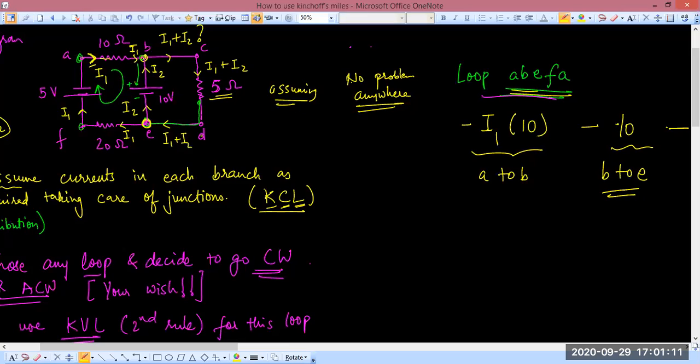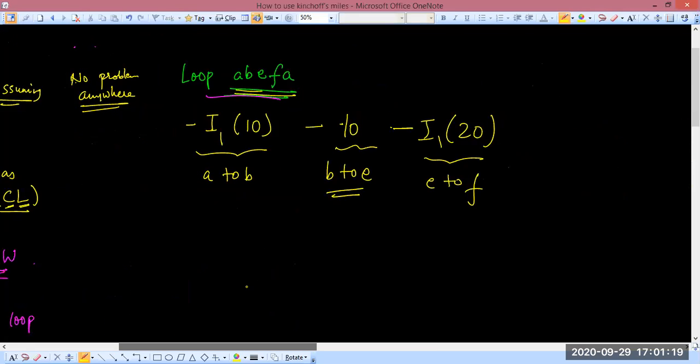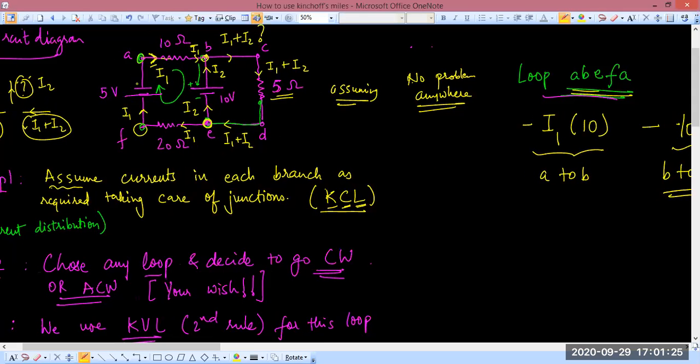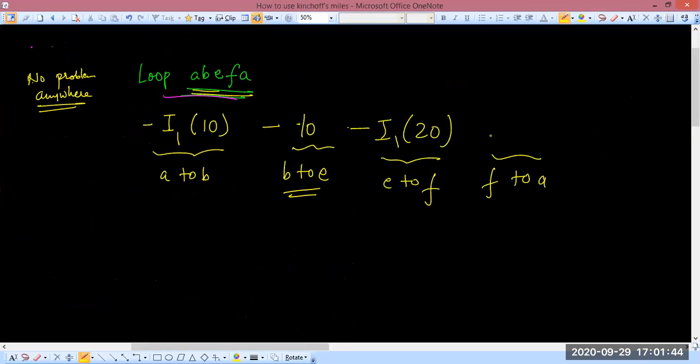And now the last part, F to A. Now we are going from F to A. What comes in between? In F to A there is a battery, but this side is positive, that side is negative, right? Again, don't look at the current. When we are talking about a cell or battery, don't look at the current. So we are going from positive to negative, F to A, right? So that's why I should write minus 5.